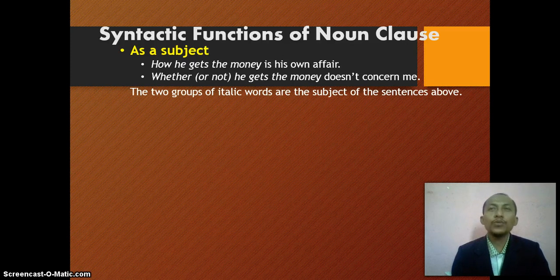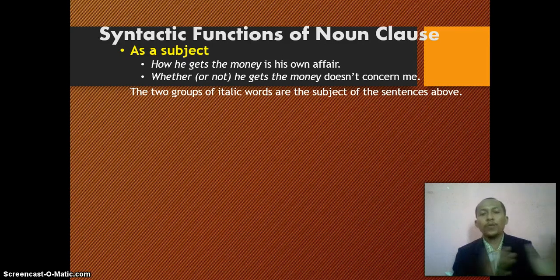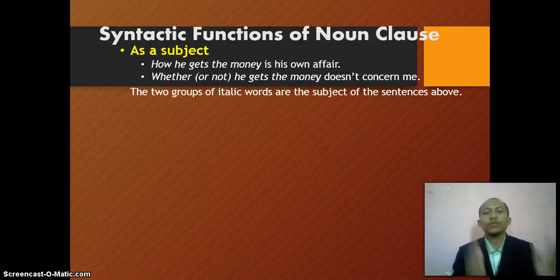Whatever you do, wherever you go, doesn't make me scared. So whatever, whoever, what you do is a noun clause. The function is a subject.